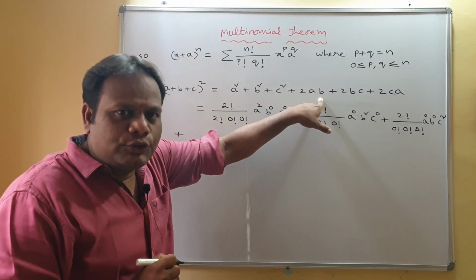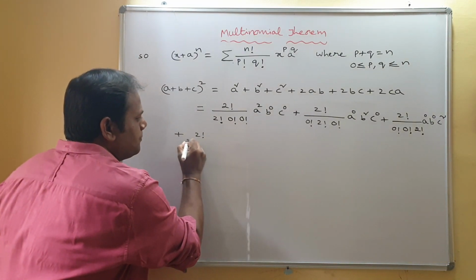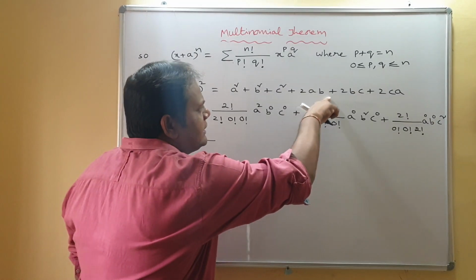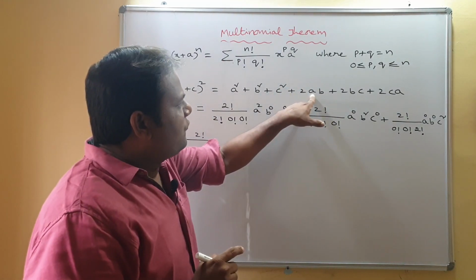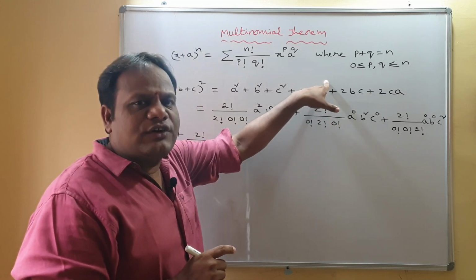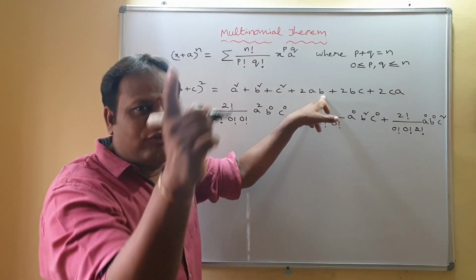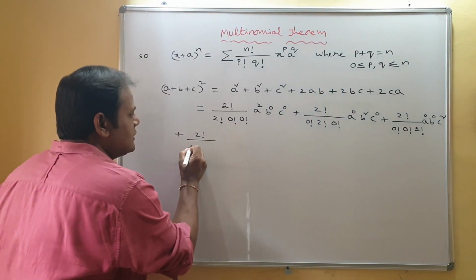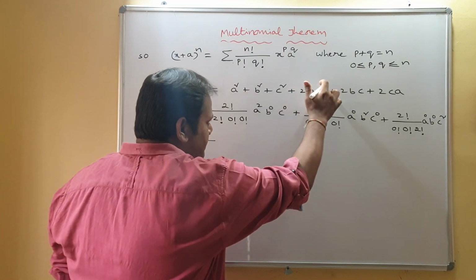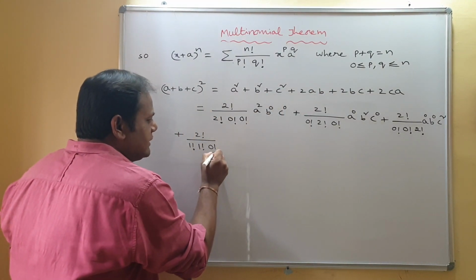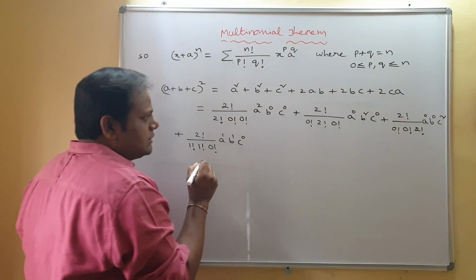Coming to this term, 2AB, is it right? So 2 factorial by, here you try to see that A, B and C. For A power is 1, for B power is 1. So the sum of powers is 2. Yes. So for C the power must be 0. So 1 factorial, 1 factorial. Why? Because for A power 1, for B power 1, and for C it is 0. So A power 1, B power 1 and C power 0.